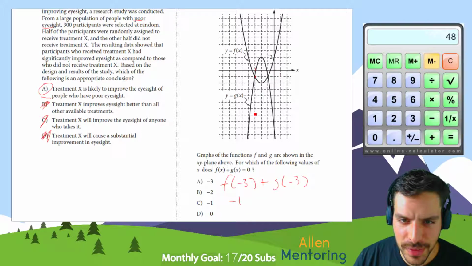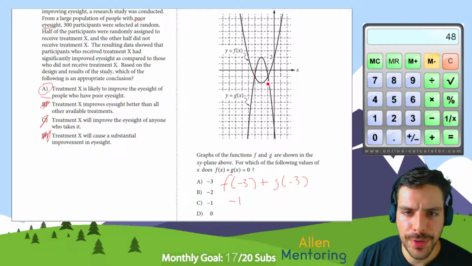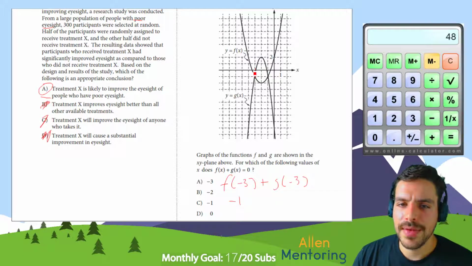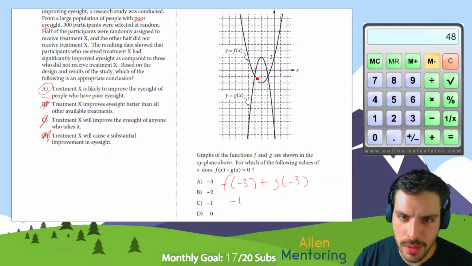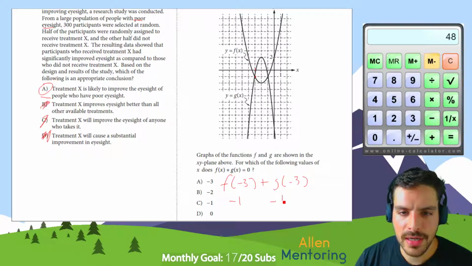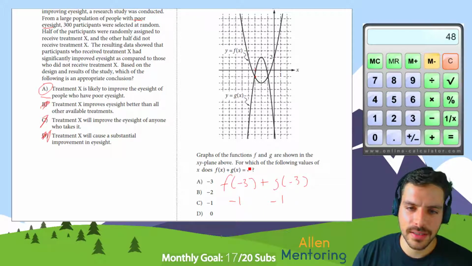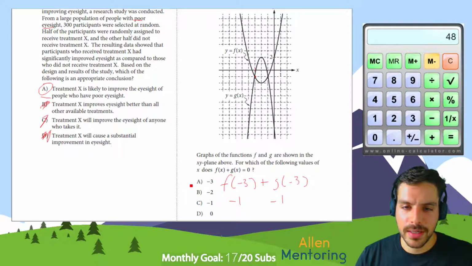And g of -3, that's the graph right here, we do the same thing. We look at -3 on the x-coordinate, and we see what g of x is equal to there. That's going to be equal to also -1. All right, so -1 plus -1 is not equal to 0, so that is not the correct answer. So that's pretty much how we do this problem.